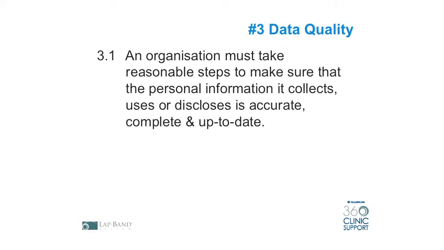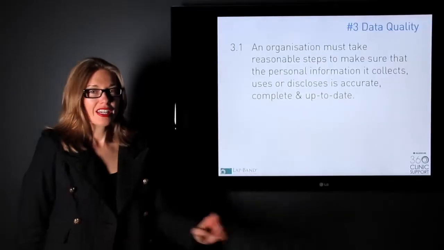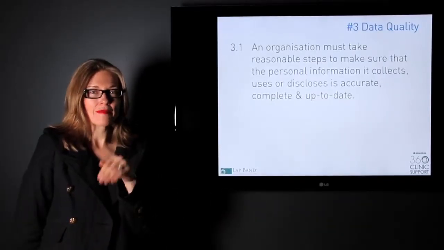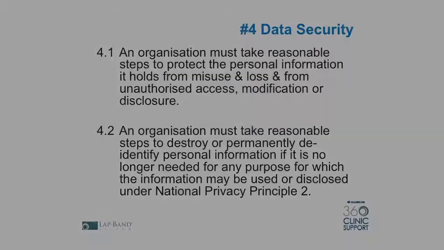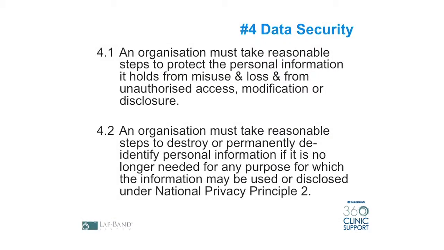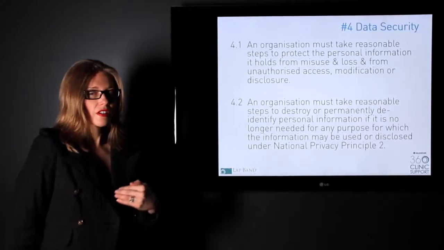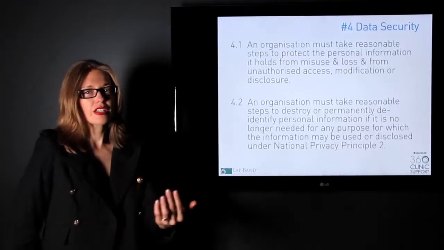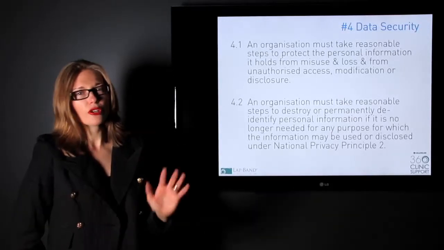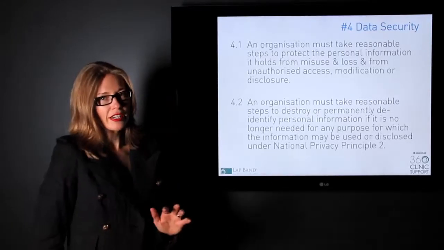Okay, the third one is about data quality, and this basically means that the organisations make a reasonable attempt to keep that data fresh and make sure that it is actually accurate. The fourth one is about data security and making sure that once the data is collected, it is kept in a secure location, that it is either password protected or behind closed doors and that no one can readily access it.